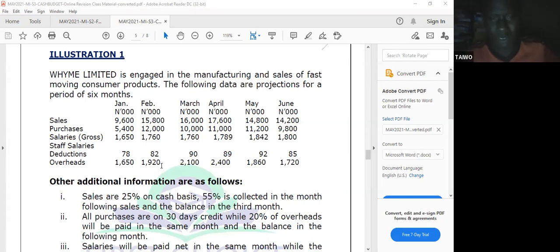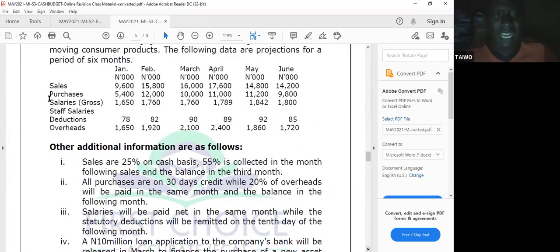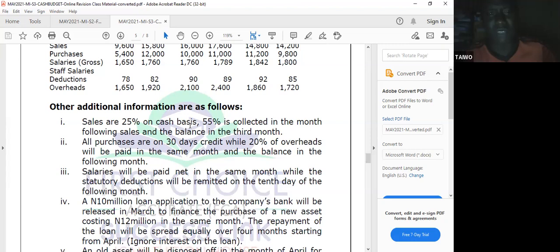Now the other additional information is as follows. Sales are 25% on cash basis. It means that whatever you sell, you collect 25% of it instantly. 55% is collected in the month following sales, and the balance in the third month. Whenever you sell, 55% of it will come in the month following sales, and the balance in the third month.